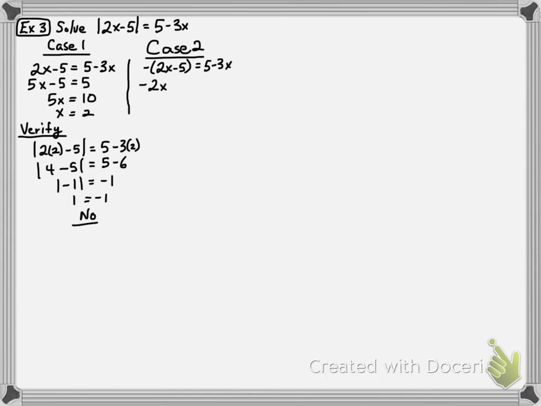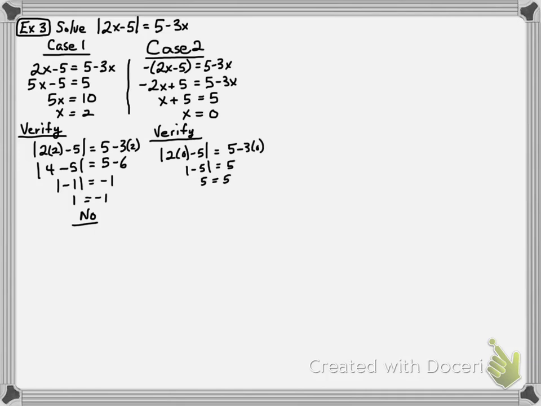Next one. Negative 2x. The negative of negative 5 becomes plus 5 equals 5 minus 3x. Now you can add 3x to both sides to get 1x plus 5 is 5. Subtract 5 from both sides to get x equals 0. We can verify this one now. 2 times 0 minus 5 gives me the absolute value of negative 5, which is 5. 5 minus 3 times 0 on the other side, we get 5 equals 5. That one works, so x equals 0 is our only solution.